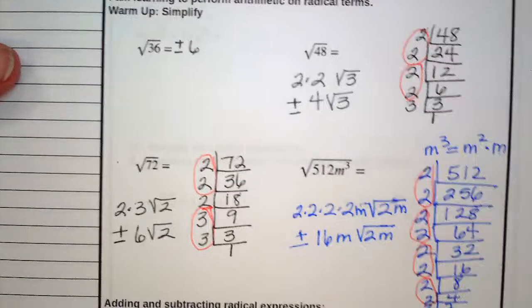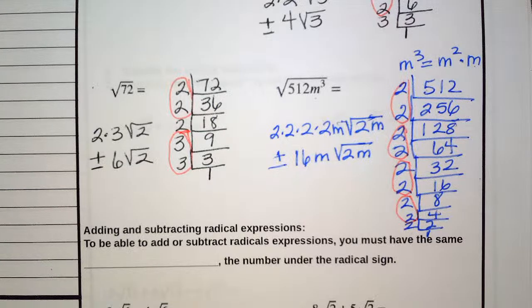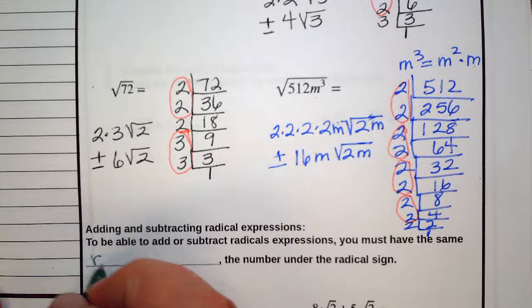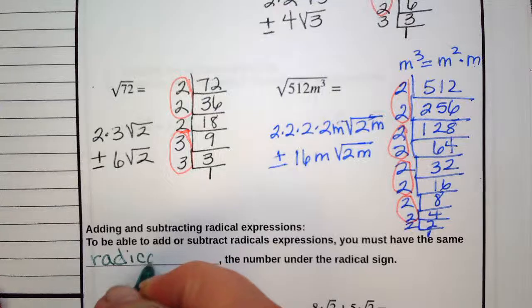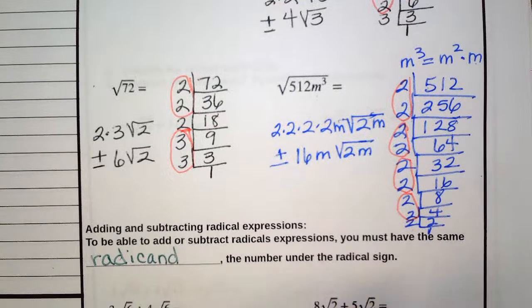And that takes us to today. Now, remember, when we are adding and subtracting terms that have a variable in it, we can only add and subtract the ones that have the exact same variable to the exact same exponent. To add and subtract, they've got to look exactly the same. The same holds true with our square roots. To be able to add or subtract radical expressions, you must have the same radicand, which is the number underneath the radical sign.